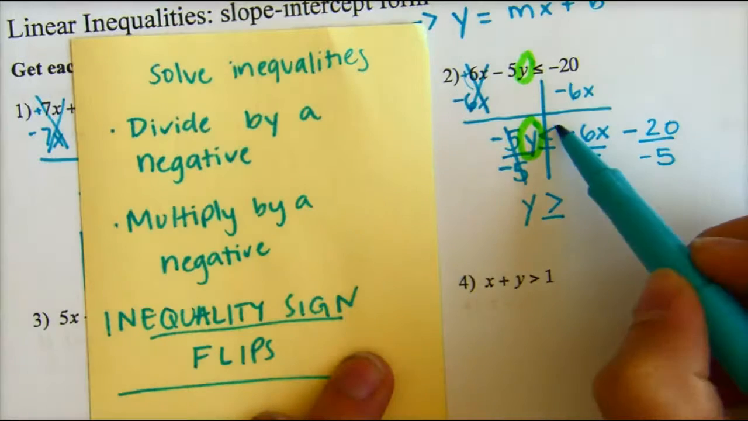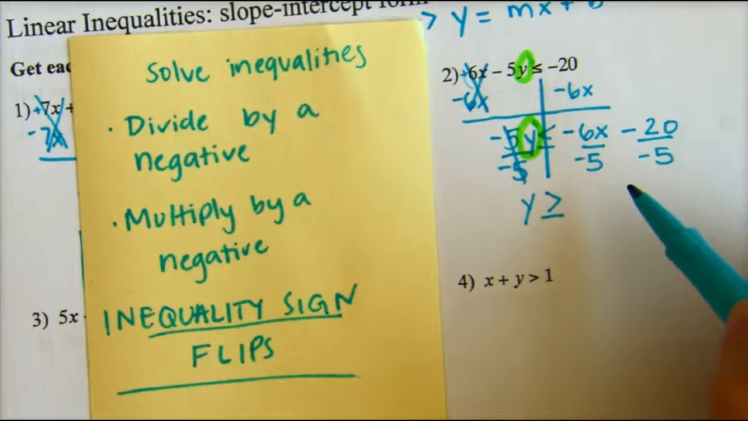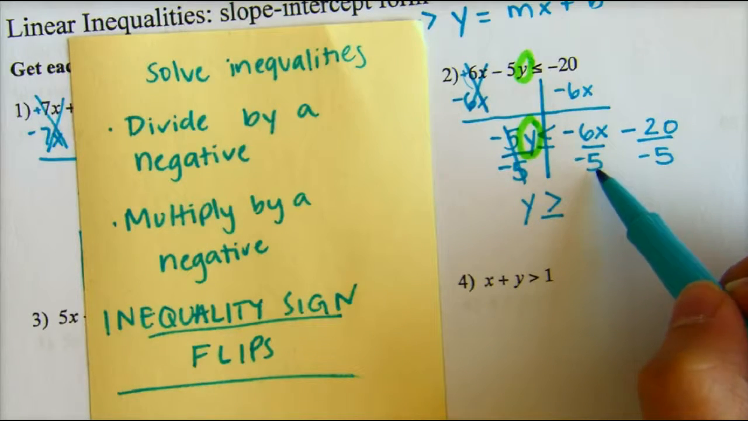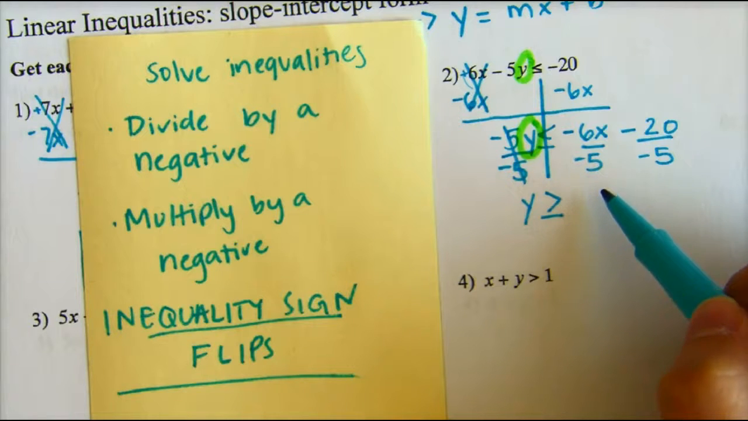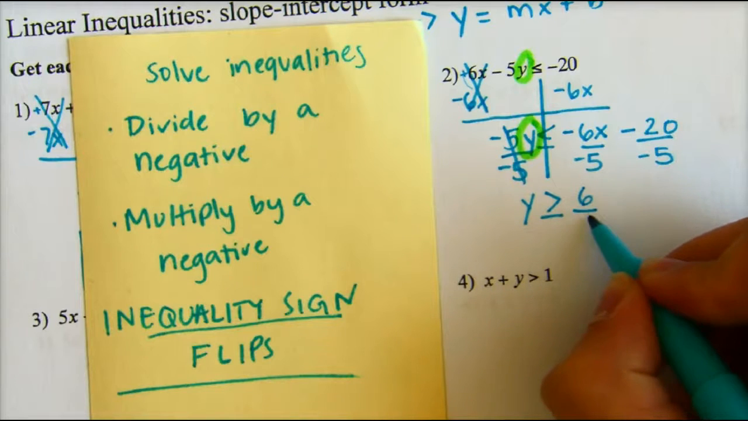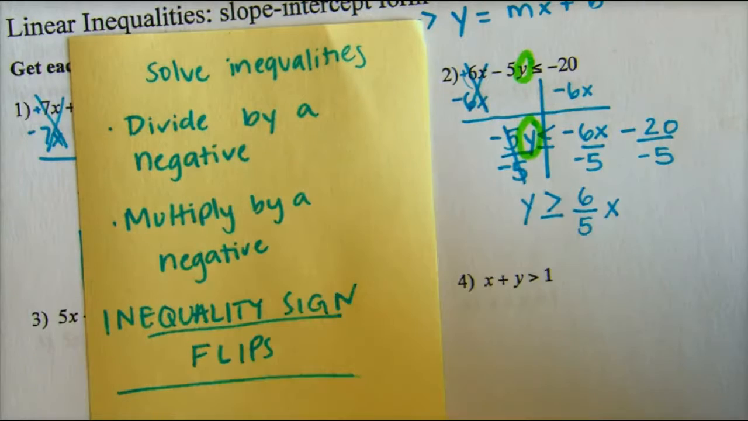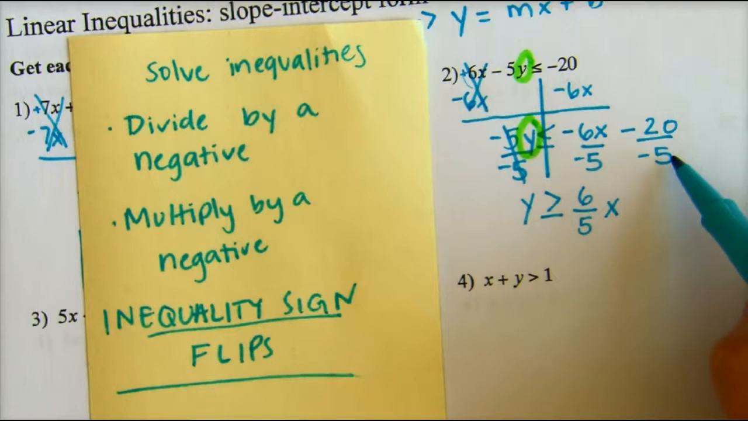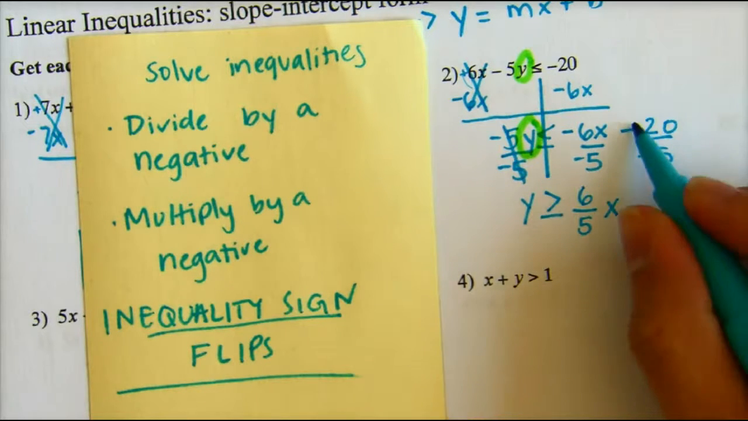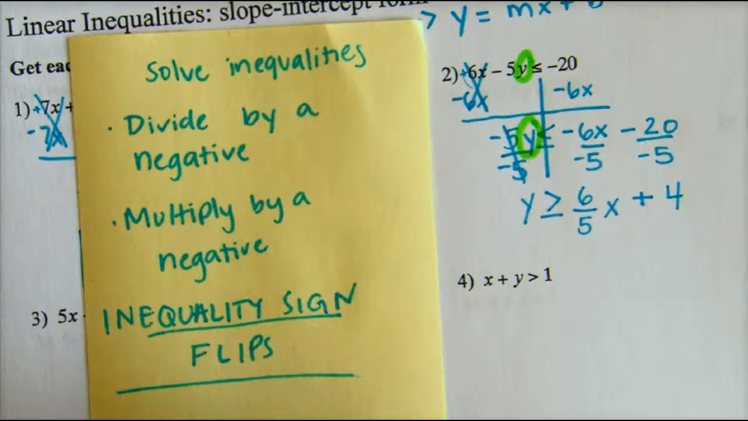Okay, so notice that my inequality sign changed. And now I'm going to continue with my division. So I've got negative 6x divided by negative 5. A negative divided by a negative gives me a positive. I'm going to leave that fraction as it is, 6 over 5, and then x. Over here I've got 20 divided by 5. 20 divided by 5 I know is 4. A negative divided by a negative gives me a positive. So I've got a plus 4 at the end.